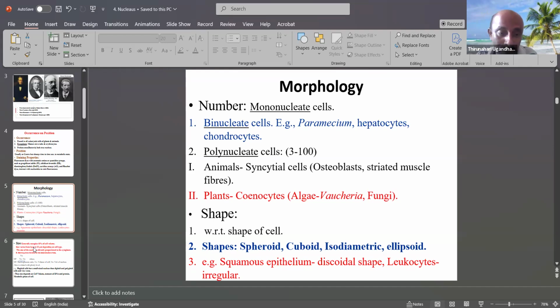The shape is also important. The shape of cells is different: spherical, rectangular, triangular, heptagonal-like structures. The shapes are spheroid, cuboid, isodiametric, and ellipsoid. For example, squamous epithelium, discoidal shape, and leukocytes are irregular cells. The angles of the shapes differ: trigonal cells, hexagonal cells, and irregular shapes. This is also one character.